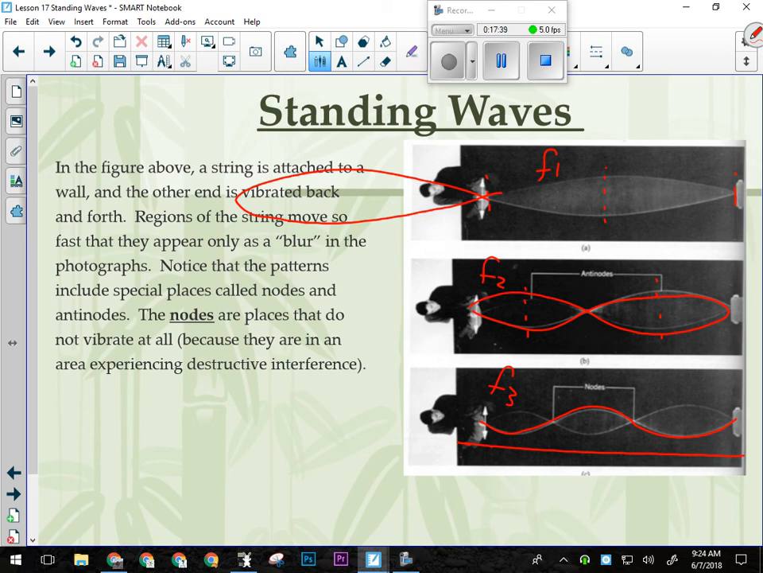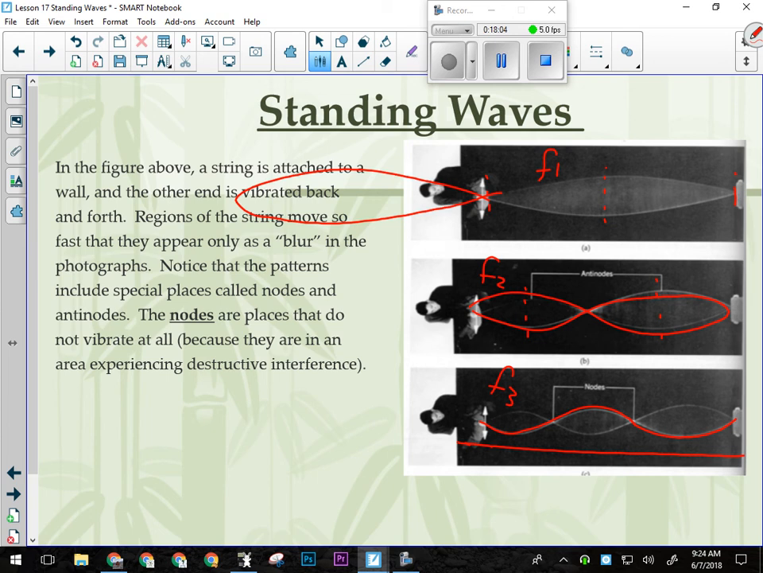If I don't shake the spring at those frequencies, I just get a jumbled mess. And you could kind of see that when I was trying to get them started. It didn't really look like anything until I found the right frequency, and then it was easy to keep that going. But there's only certain frequencies that will set up standing wave patterns for a certain medium.